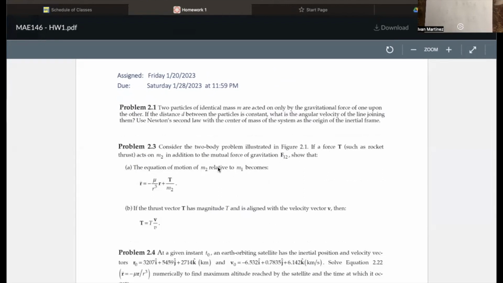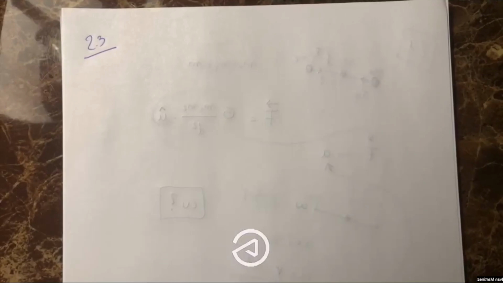So we're looking at the distance between M1 and M2, not to the center of mass anymore or to that inertial frame that we set. It's relative to one another. And we need to prove that it becomes this. Okay. Let's go back to the paper.